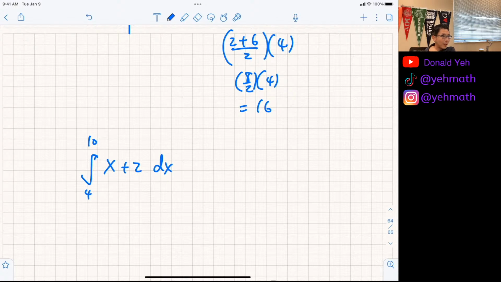So just learn how to find the area of a trapezoid right now. Please know how to do a trapezoid.